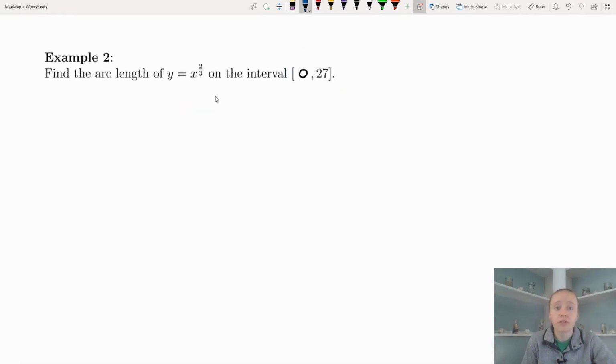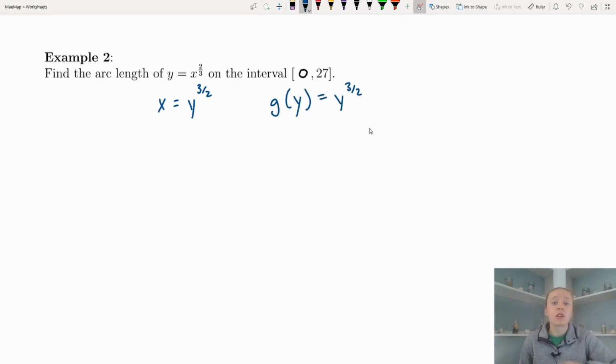So solving for x so that we have a function in terms of y, I'm going to raise both sides of my equation to the 3/2. So that's going to leave me with x equals y to the 3/2. So some function of y equals y to the 3/2. So I'm just going to say g of y equals y to the 3/2. You could leave it in terms of x. G and y and x are representing that same function. I'm just writing it in function notation.